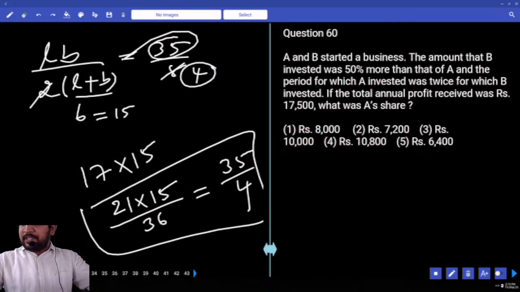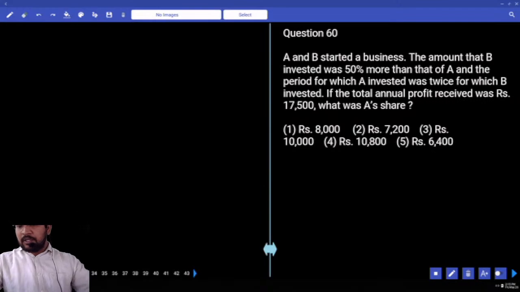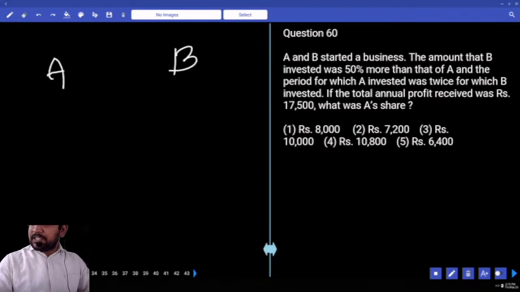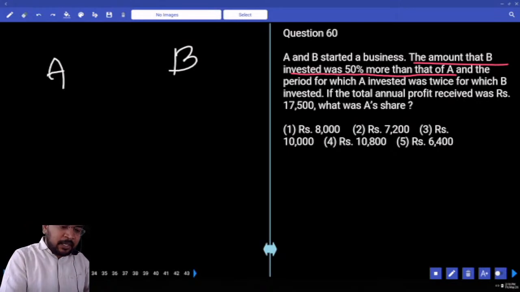A and B started a business. The amount that B invested was 50% more than that of A, and the period of A's investment was twice that of B. So if the total annual profit received was 17,500, what was A's share? See here, A is there, B is there. The amount invested by B was 50% more than that of A.